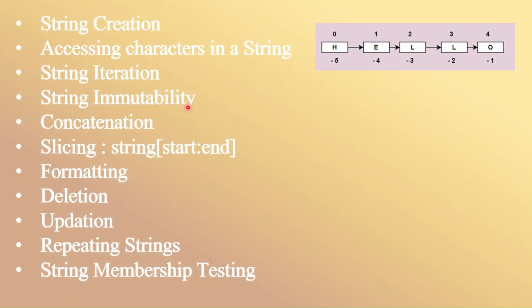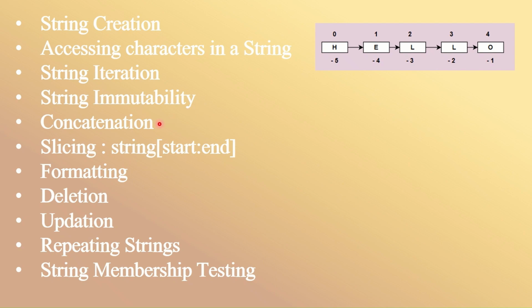Let's see string immutability. Immutability means strings in Python are immutable. That means once strings are created, they cannot be changed. But if you want to manipulate the strings or change or add some extra features to them indirectly, then we can make use of string methods, concatenation, slicing, and formatting, followed by many. But in this video, we're going to see concatenation, slicing, and formatting.